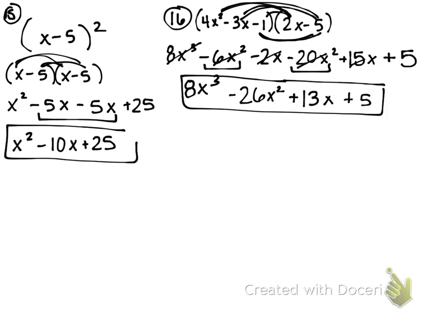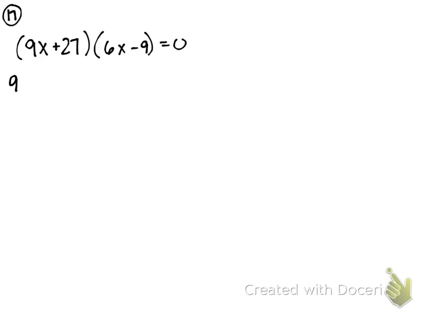Okay, so then last but not least, 17 through 20, what do the instructions say? Solve. What does that mean I am going to do? Very good. And how many problems do I write? Is it always going to be 2? It's however many variables I have. So we have, in this case, 9x plus 27 equals 0 and 6x minus 9 equals 0.